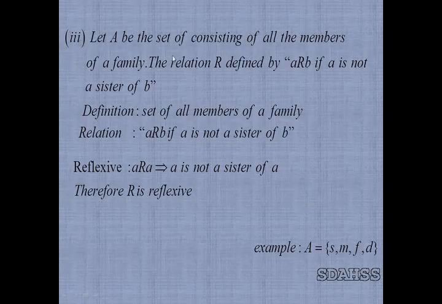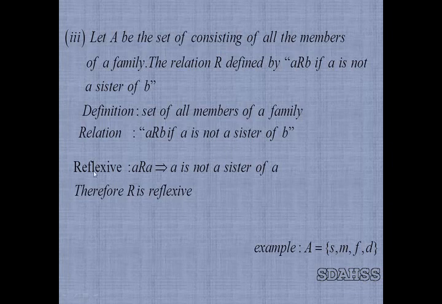Third sum. Let A be the set consisting of all the members of a family. The relation R is defined by A is related to B if A is not a sister of B. Here we want to prove reflexive, symmetric and transitive.